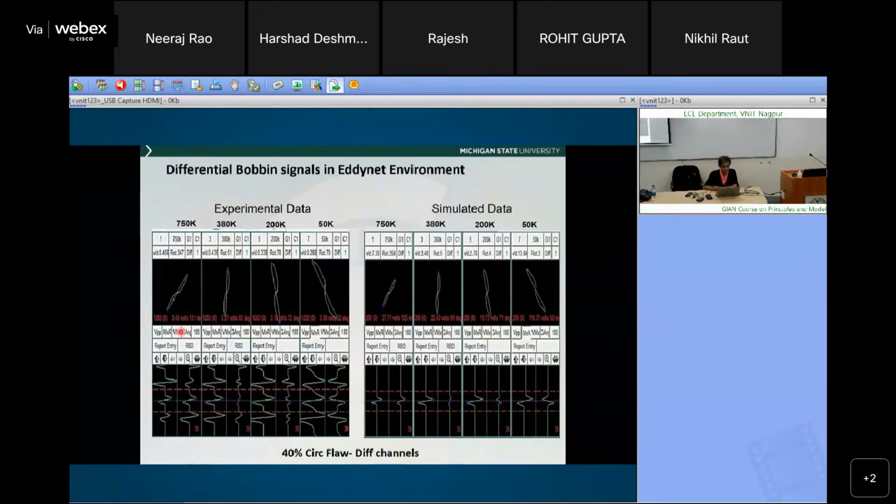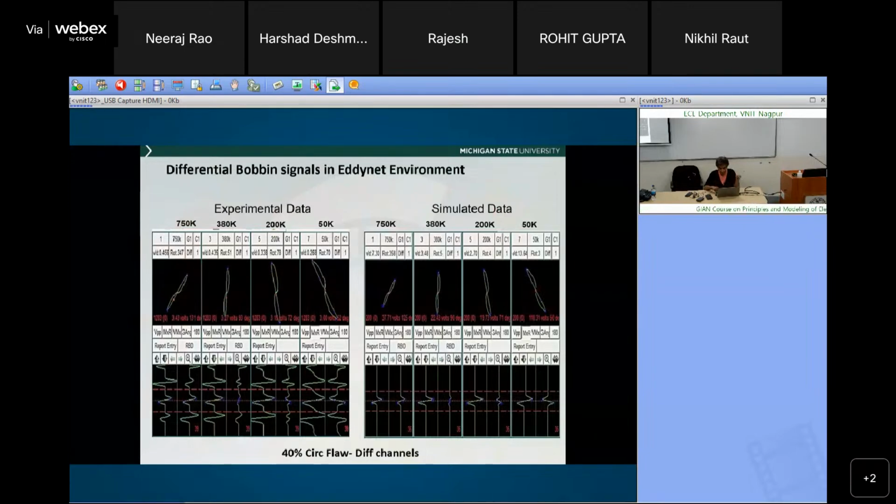Okay. So this is basically the validation results. On this side, you have the experimental data, and the corresponding simulated data is over here. The experimental system collects data at 4 frequencies at the same time using multiplexing. So for the same defect, you can see how from 50K to 750K, the signal changes. And we have this corresponding simulated data for the same thing. Okay, so it matches very well.